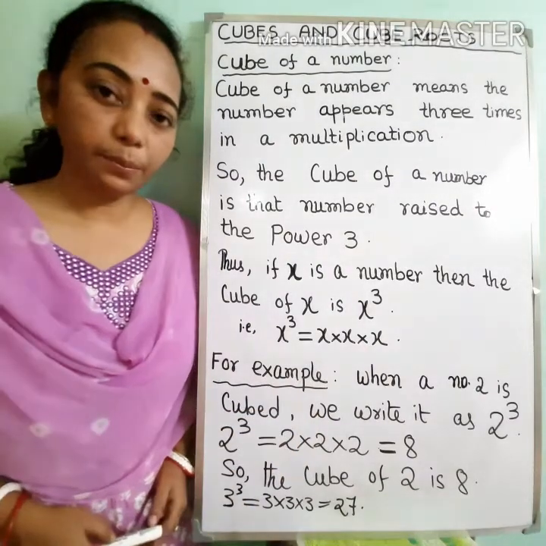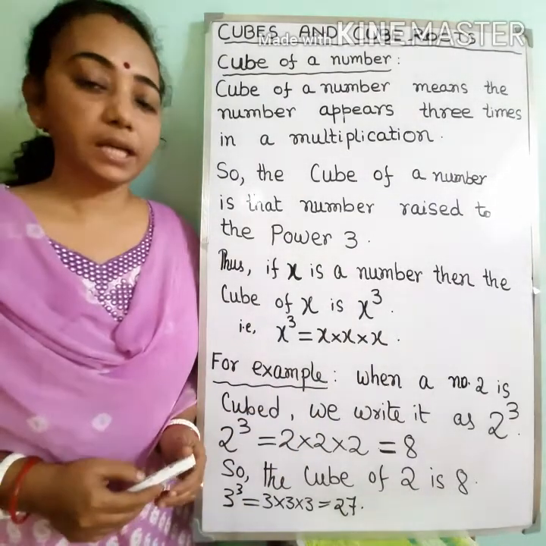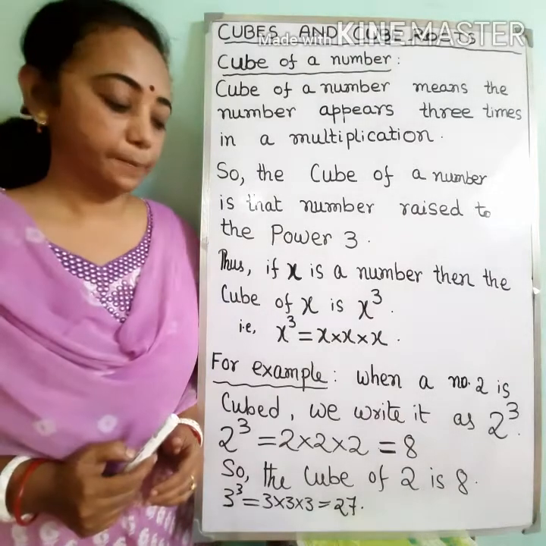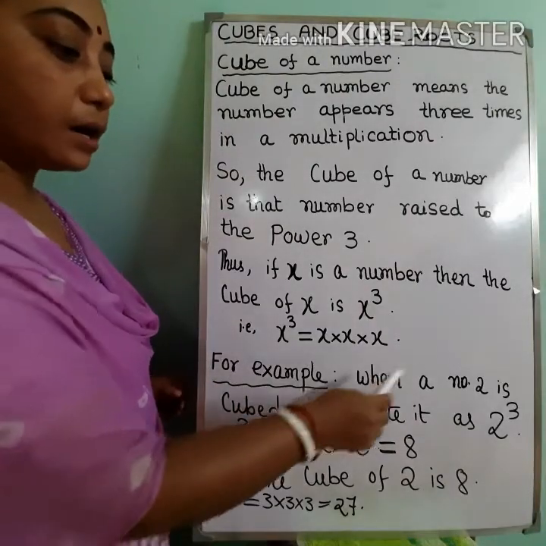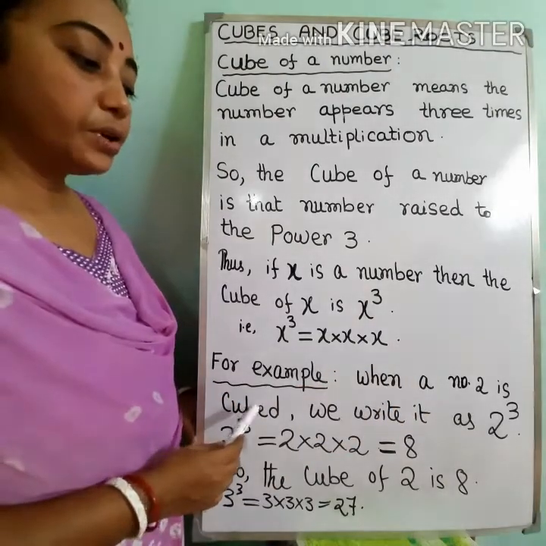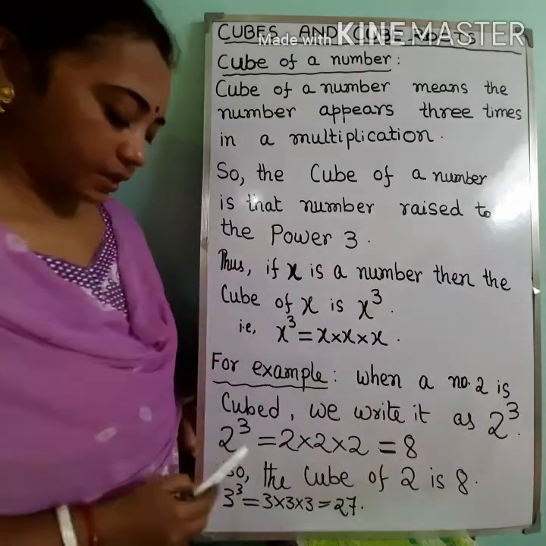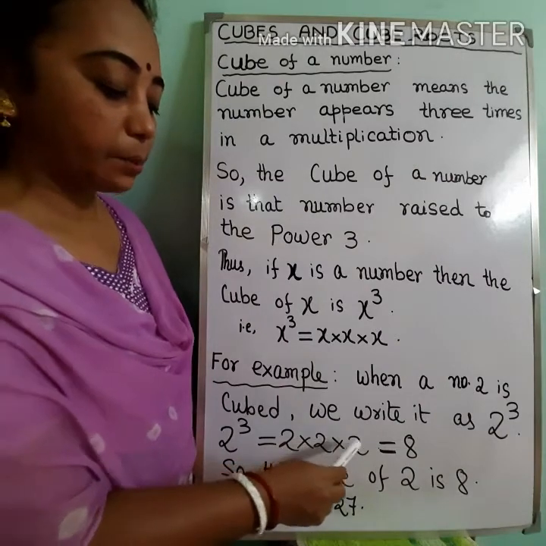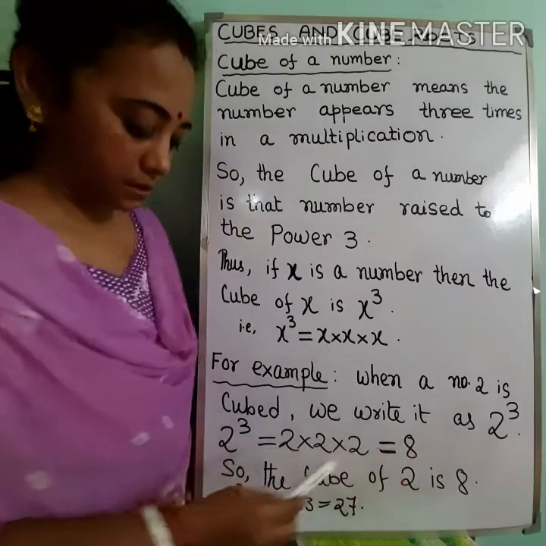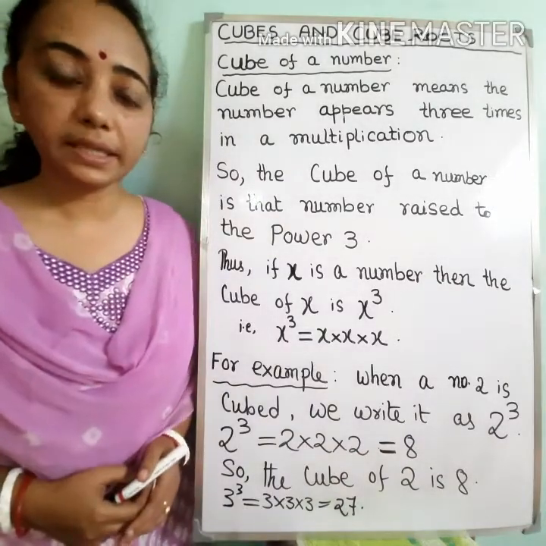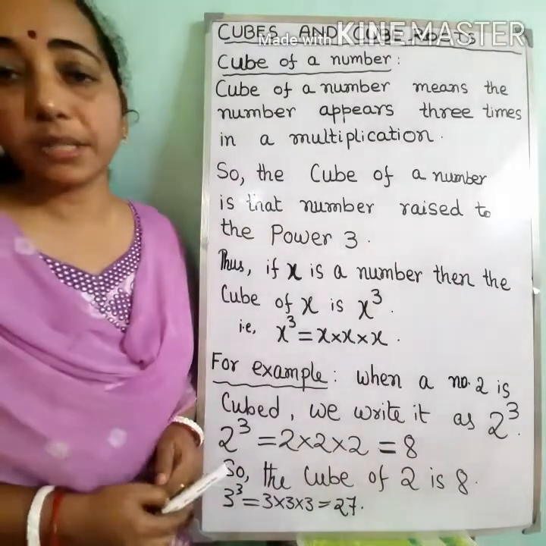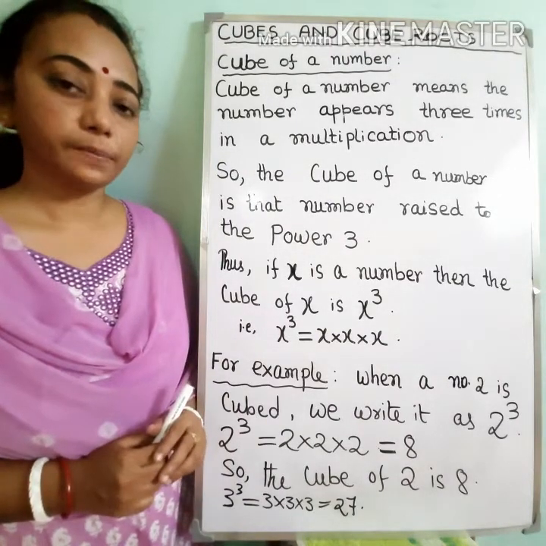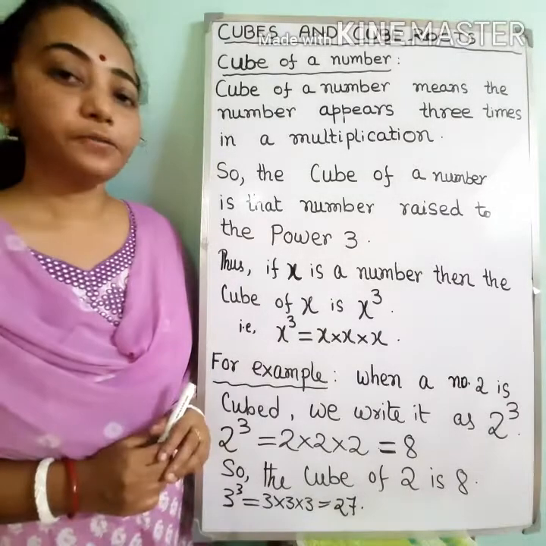When a number is multiplied by itself 3 times, the product so obtained is called the cube of that number. For example, when the number 2 is cubed, we write it as 2 to the power 3. So 2 to the power 3 is equal to 2 multiplied by 2 multiplied by 2, that equals 8. So the cube of 2 is 8. Similarly, 3 cube means 3 multiplied by 3 multiplied by 3, equals 27. So 27 is the cube of 3.